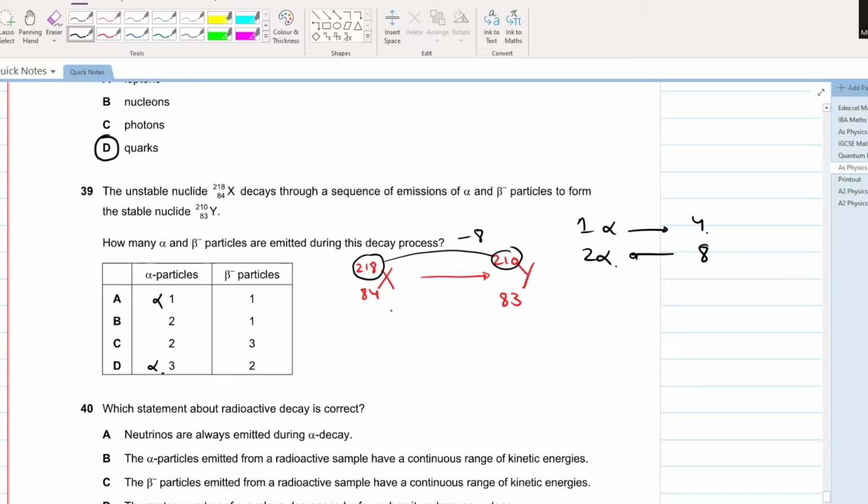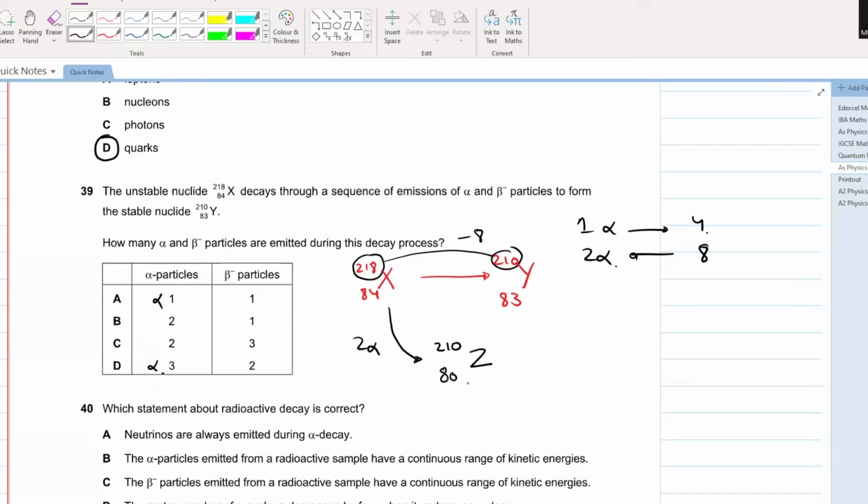Now let's say this is your particle X. You emit two alpha particles. What will your mass number be? 210. Yeah, correct. Now whenever you emit an alpha particle, your proton number also decreases by 2. If you are emitting two alpha particles, your proton number will decrease by 4. Let's say this is your answer, 21080.